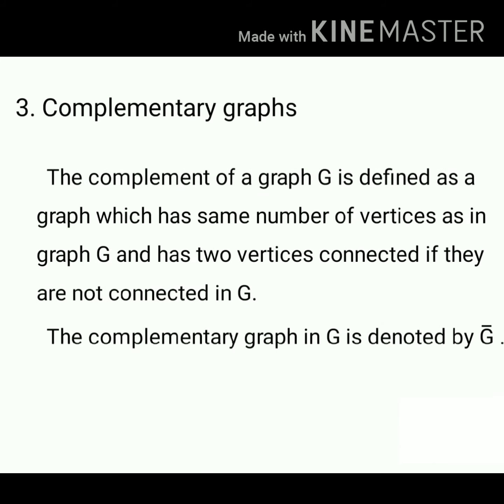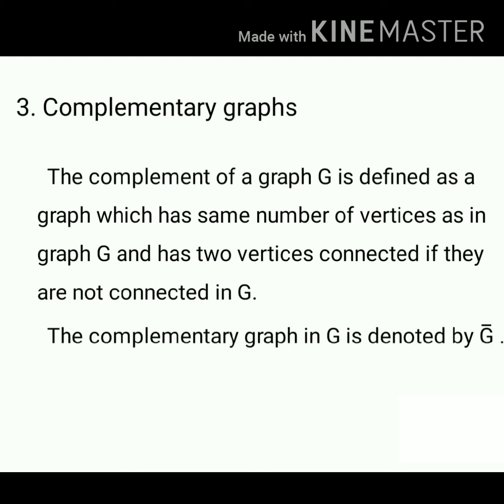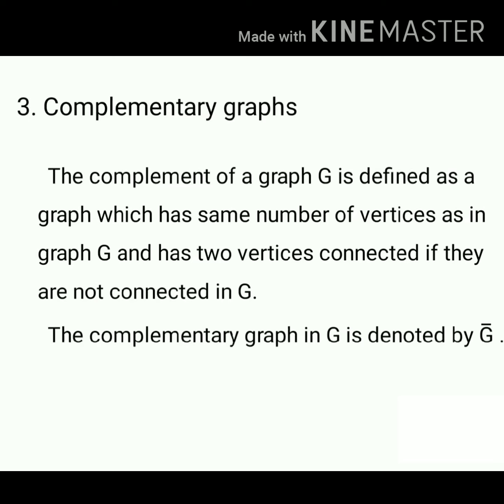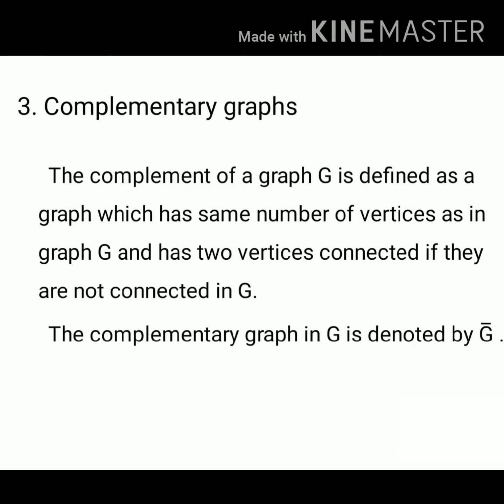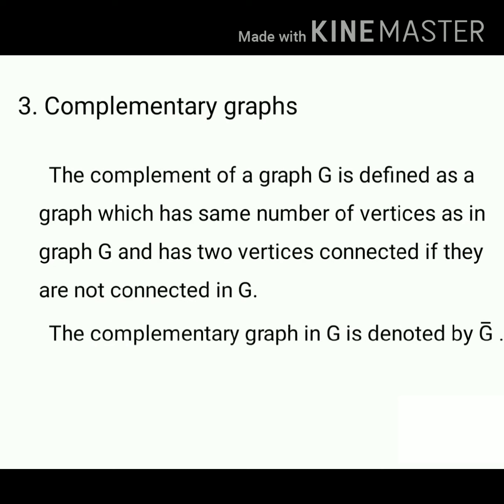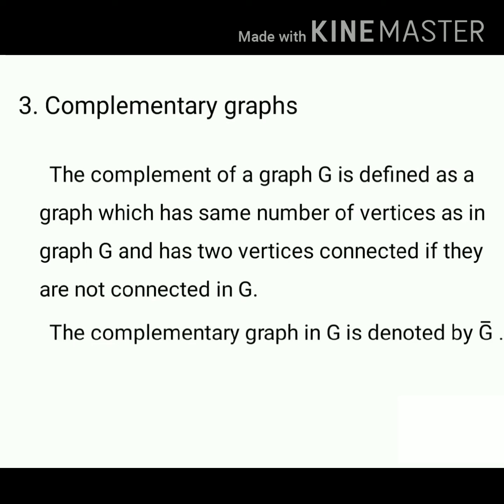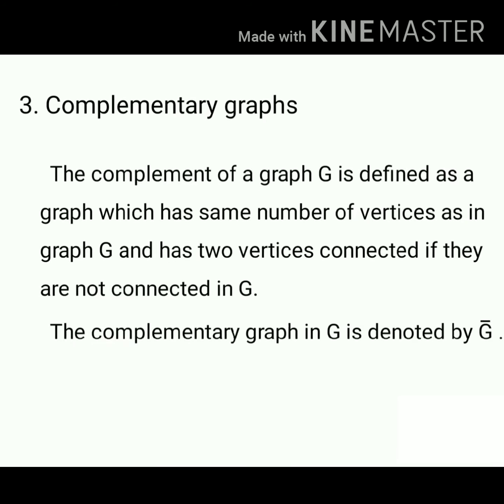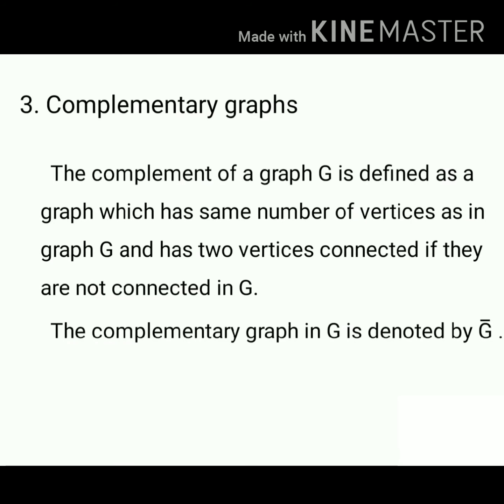Next are complementary graphs. The complement of a graph G is defined as a graph which has the same number of vertices as in graph G and has two vertices connected if they are not connected in G. Meaning, if some vertices are connected in one graph, the same vertices are not connected in the other graph. The complementary graph of G is denoted by G bar.